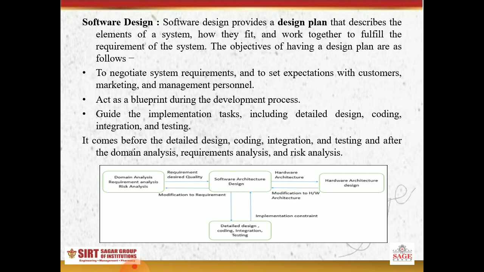Number two, act as a blueprint during the development process. Number three, guide the implementation tasks, including detailed design, coding, integration, and testing. These are all very important phases. Now, it comes before the detailed design, coding, integration, and testing, and after the domain analysis, requirement analysis, and risk analysis. This is the diagram of software design. There's hardware architecture design, domain analysis, and how they work together.